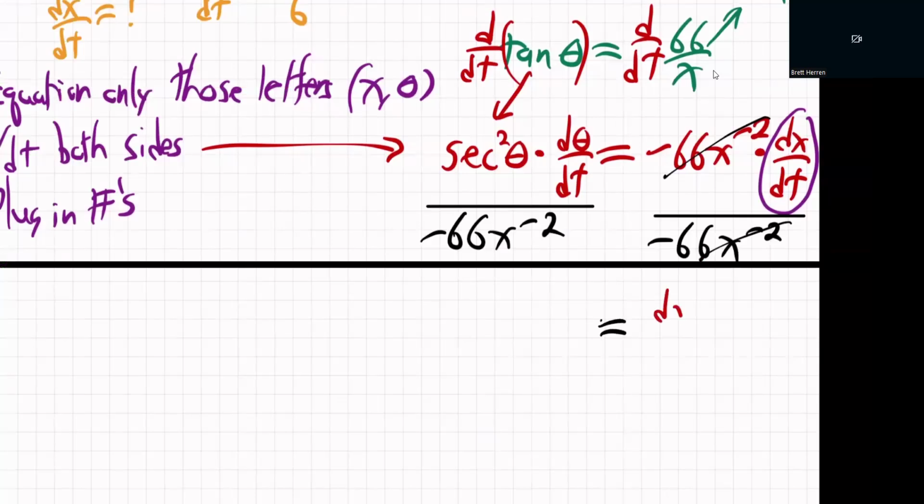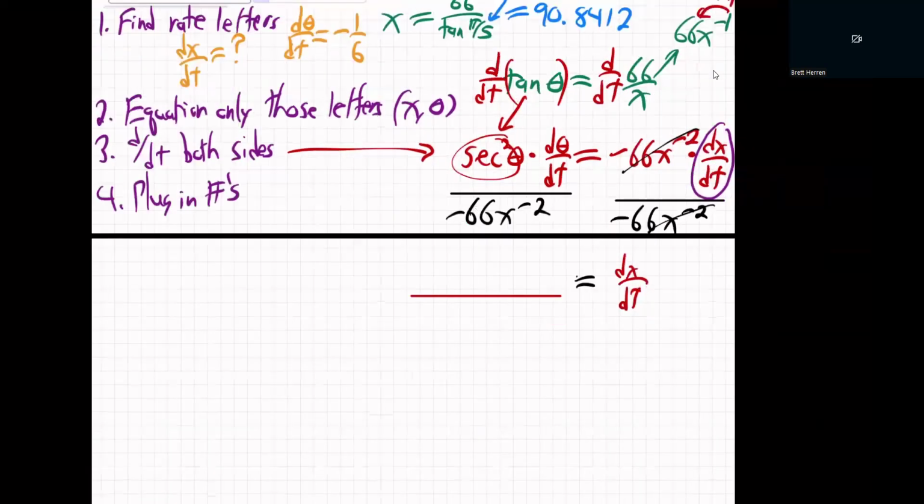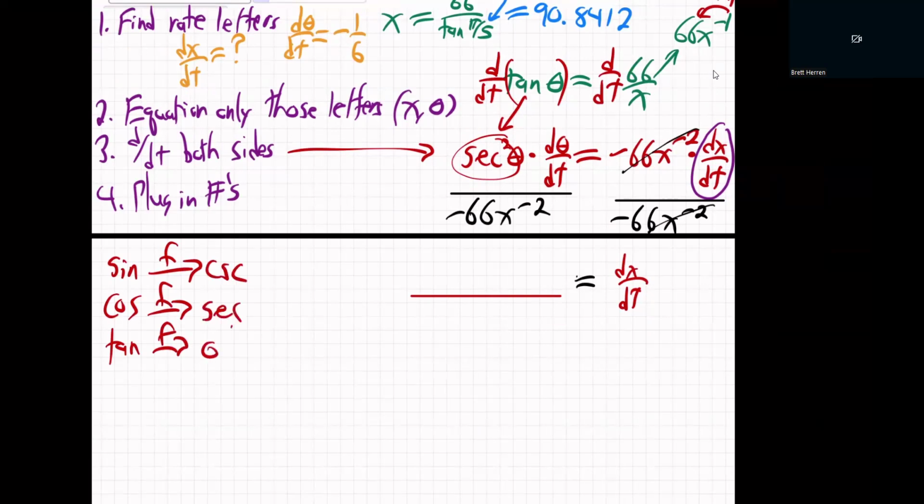So, dx dt. Now, this is easier said than done. We're sort of there, but we're sort of not. Got a little bit of work to do. Secant squared. Remember how that works? You remember the trig relationships? Sine, cosine, tangent, and then if you flip them, you get cosecant, secant, cotangent. So cosine and secant are the flip of each other. F stands for flip. So secant squared there is 1 over cosine squared.